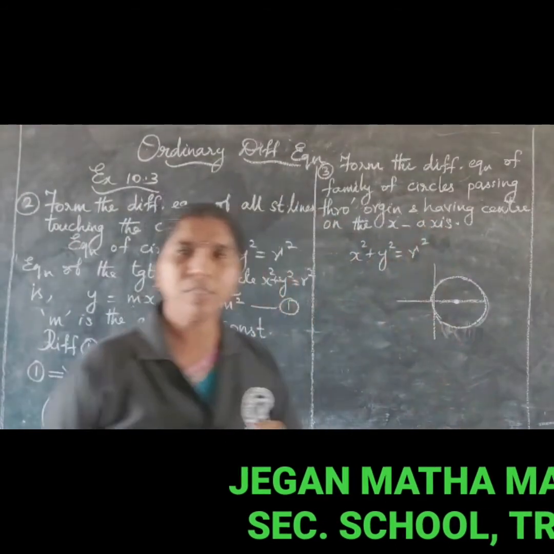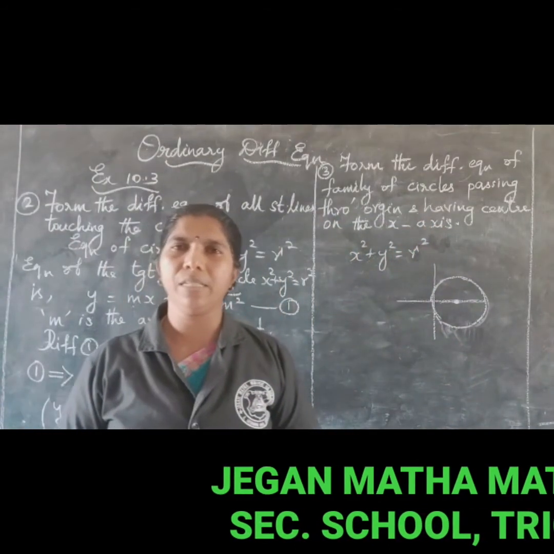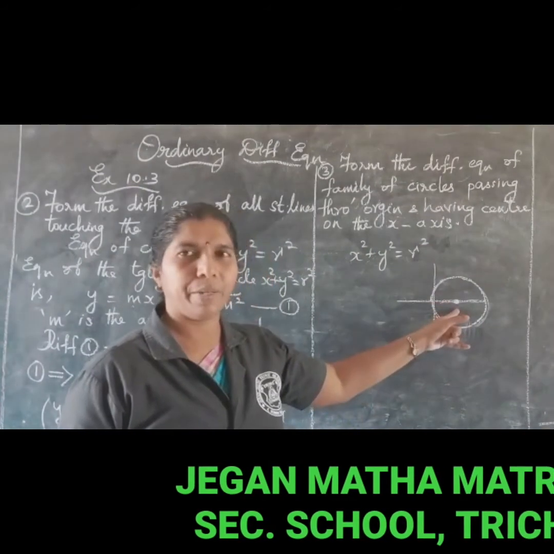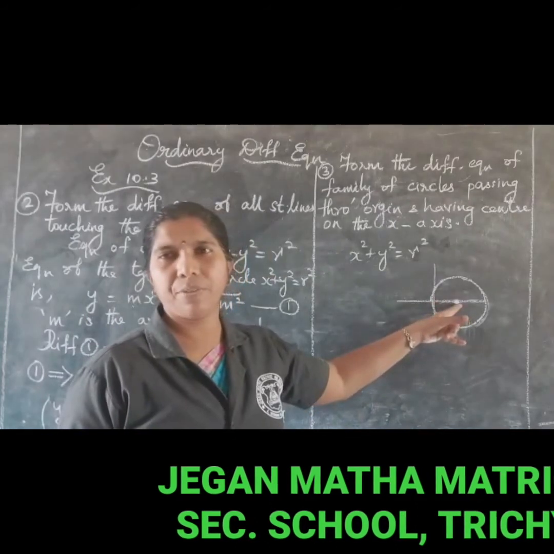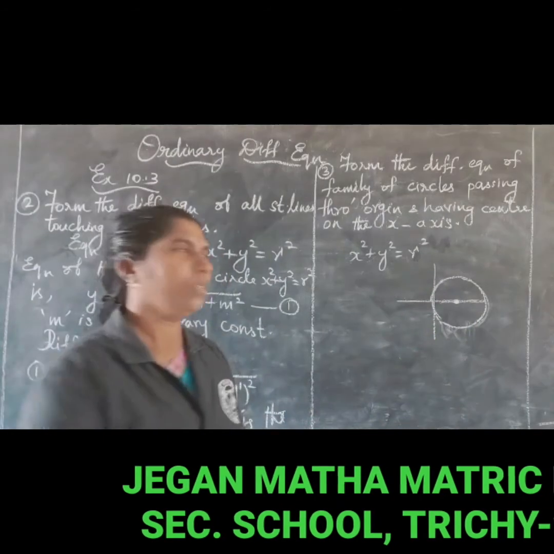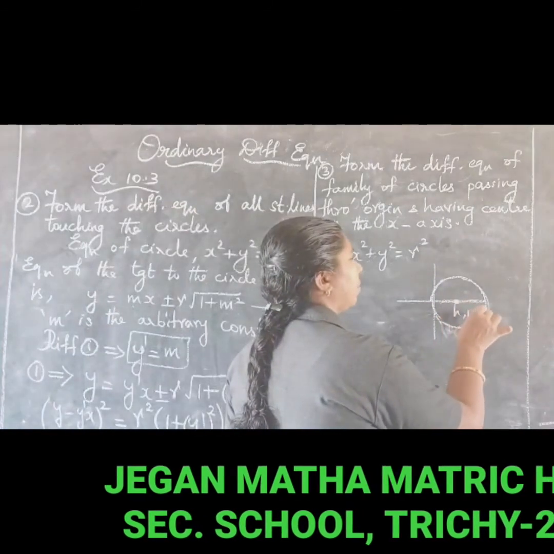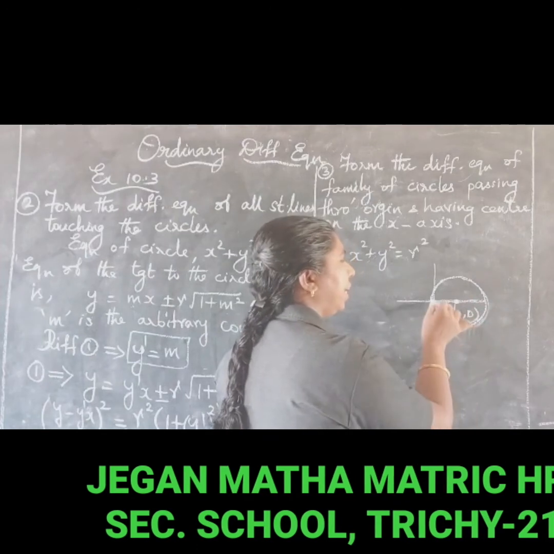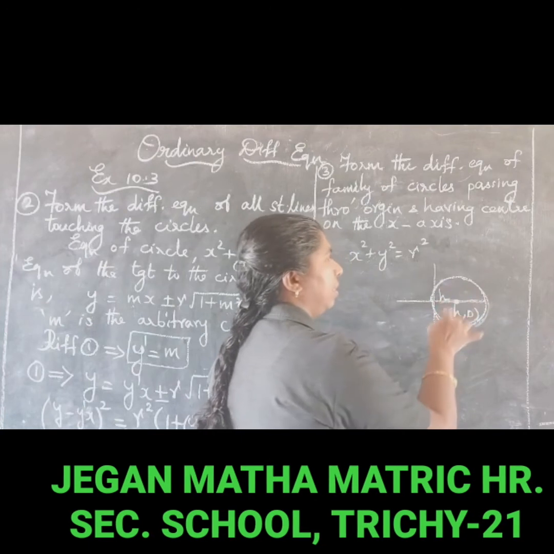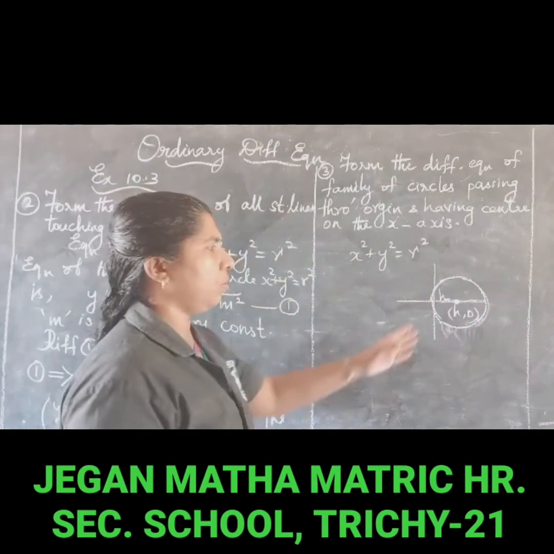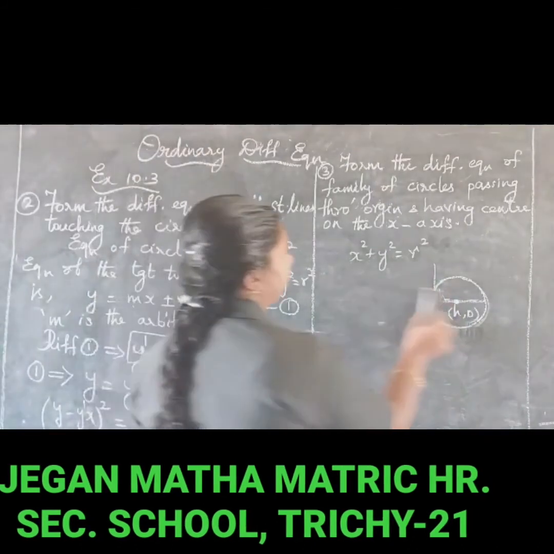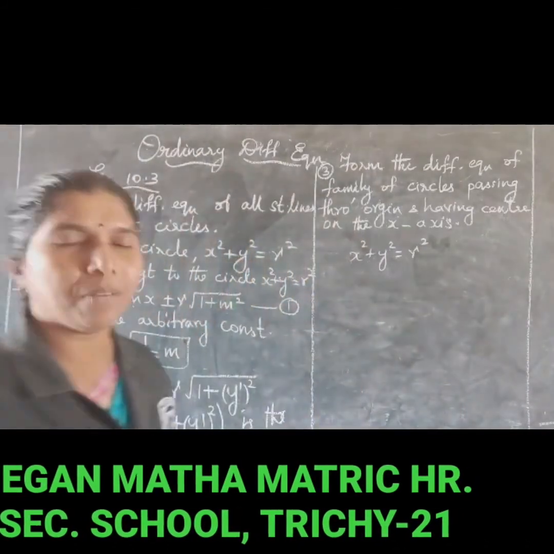If the origin is shifted to some other point, we will consider h comma k as the center. If the center lies on the x-axis, it means only the x coordinate has a value. For any point on the x-axis, the y coordinate is 0. So here the center is h comma 0, and the radius, which is the distance from the center to the origin, is also h. So with h comma 0 as the center and h as the radius, we have to rewrite the equation of the circle.